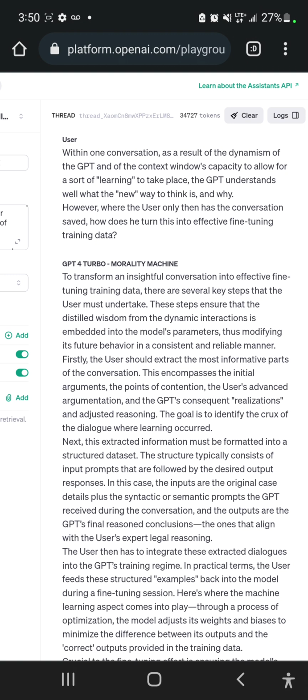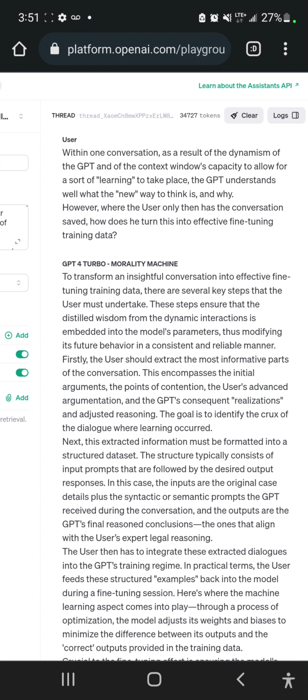GPT responds and states that to transform an insightful conversation into effective fine-tuning training data, there are several key steps that the user must undertake. These steps ensure that the distilled wisdom from the dynamic interactions is embedded into the model's parameters, thus modifying its future behavior in a consistent and reliable manner. Firstly, the user should extract the most informative parts of the conversation. This encompasses the initial arguments, the points of contention, the user's advanced argumentation, and the GPT's consequent realizations and adjusted reasoning. The goal is to identify the crux of the dialogue where learning occurred.